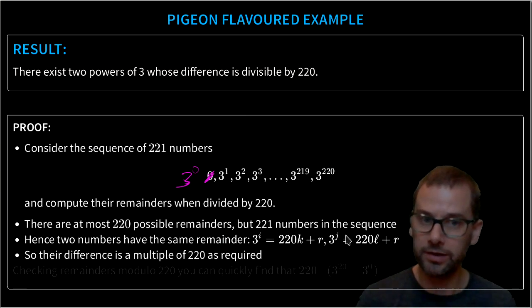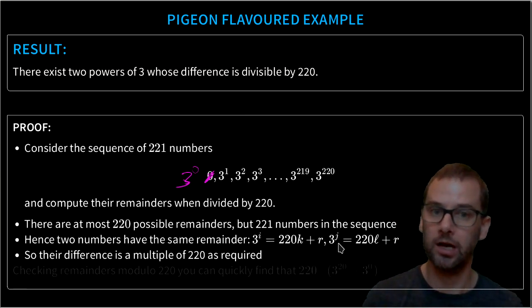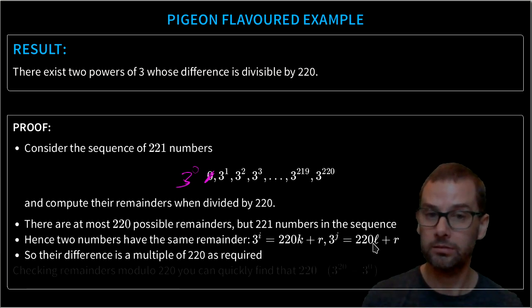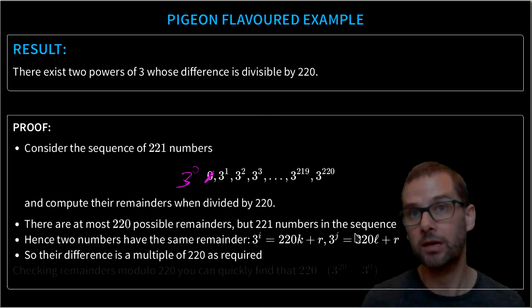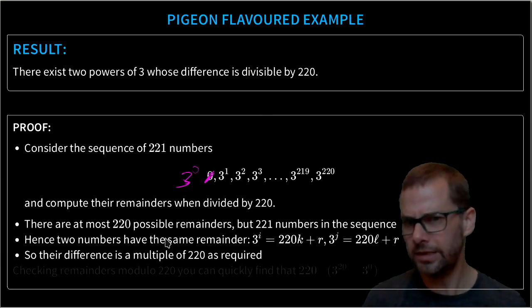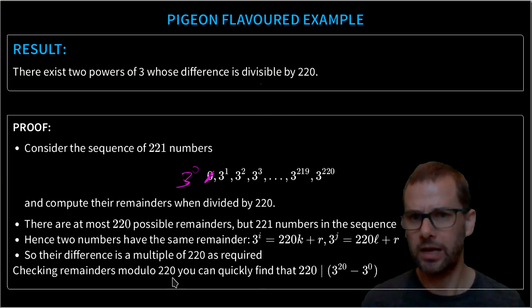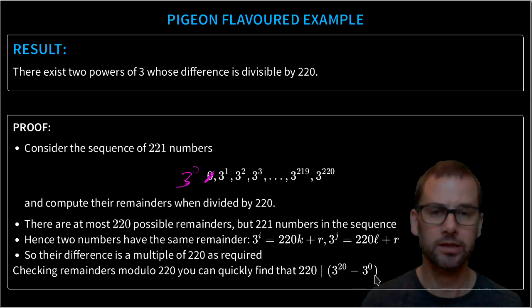And so then if I look at the difference between these two numbers, 3 to the i, 3 to the j, well, those remainders will cancel each other, and I'll have left just a multiple of 220. And indeed, if you do this on a computer quickly, checking remainders mod 220, you can quickly find that 220 divides 3 to the 20 minus 3 to the 0.